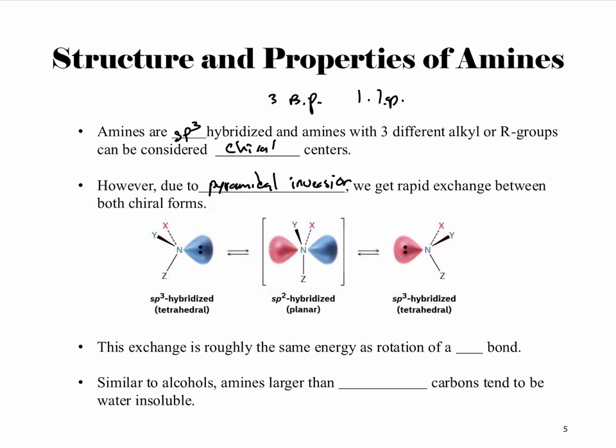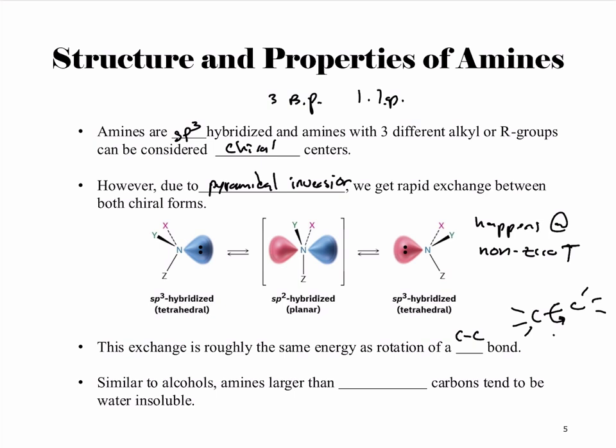And so we get inversion, which just happens at non-zero temperature, right? So this only happens at non-zero temperature, but everything in the universe is non-zero. And this exchange has roughly the same energy as rotation of a carbon-carbon bond, right? So with alkyl groups, you can rotate around this bond relatively freely. And the energy for this pyramidal inversion is about the same. So this happens quite frequently. That's why we don't have a true chiral center for amines.